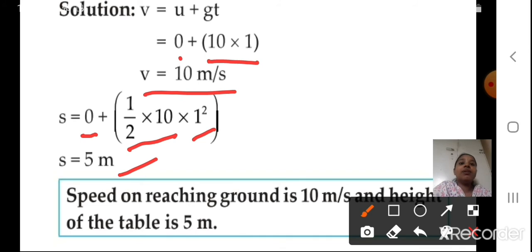Students, as the ball is falling off the table, it is falling towards the gravity, right? So we have taken the g value here as positive. You might ask me why 10 is positive; because the ball is falling off the table. So the speed on reaching the ground is 10 meter per second and the height of the table is 5 meter. Do remember to write the final answers and the units, and write at least the formulas properly. Solve the sum with proper steps.